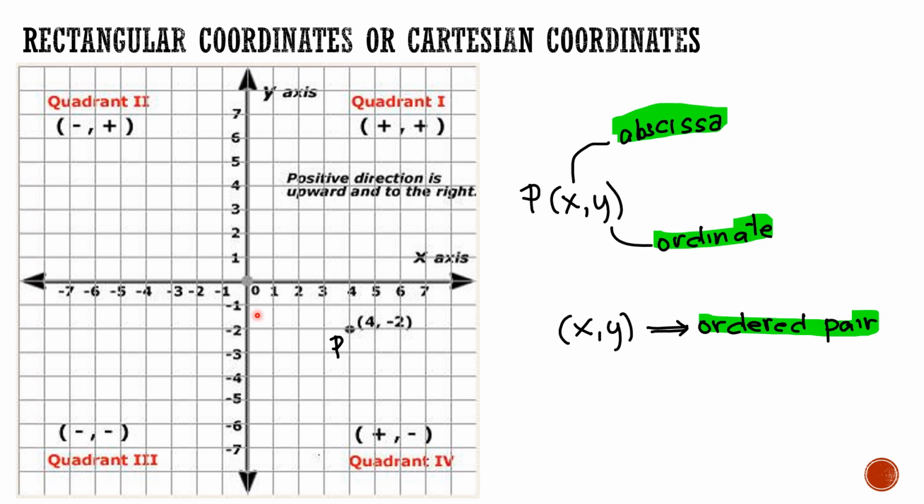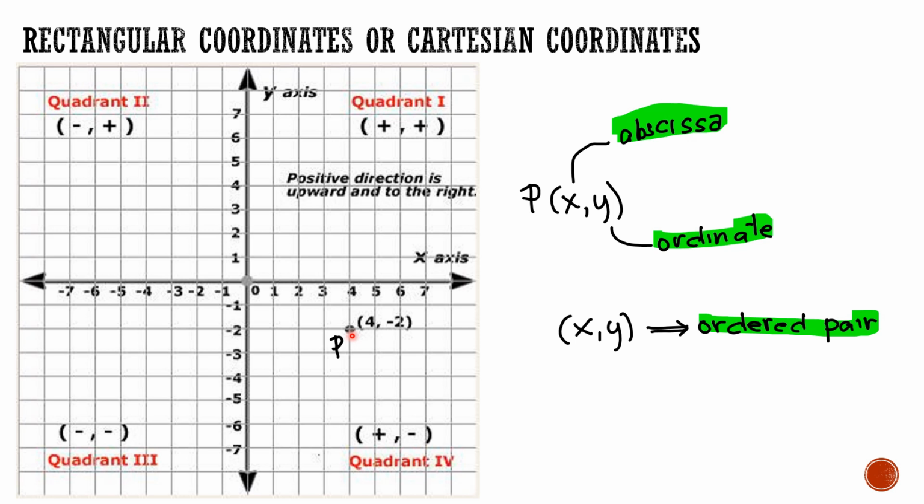To measure such distances, we arbitrarily choose some units of length and agree that distances measured to the right of the y-axis shall be positive and those to the left of the y-axis shall be considered negative. Similarly, distances measured upward from the x-axis are positive and below the x-axis will be considered negative.